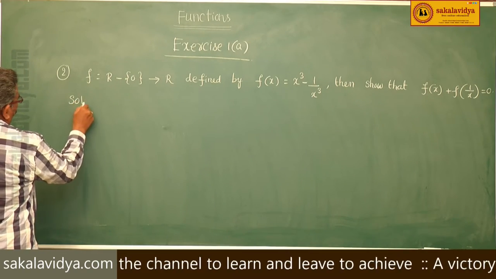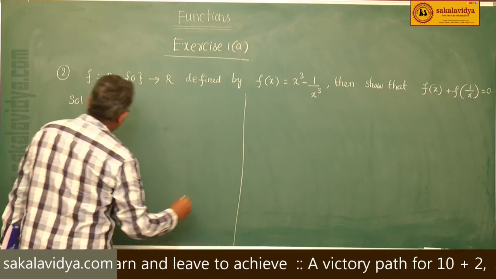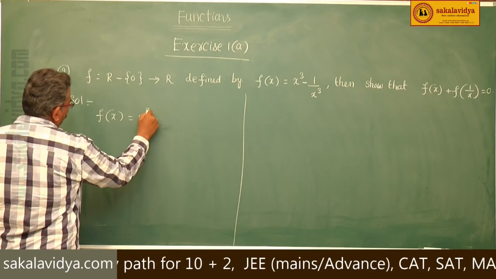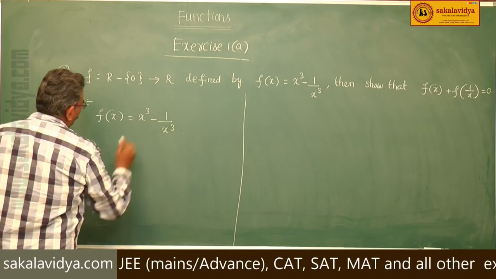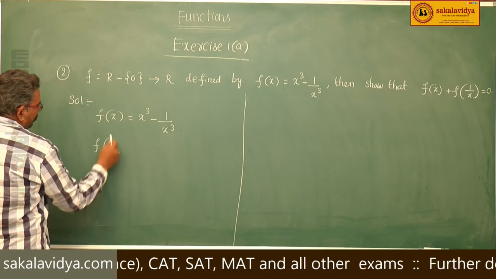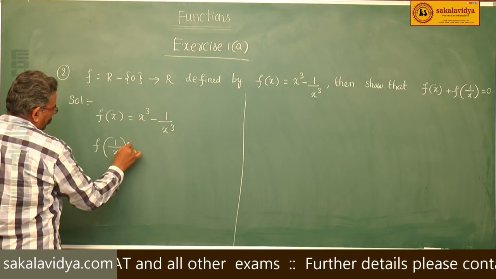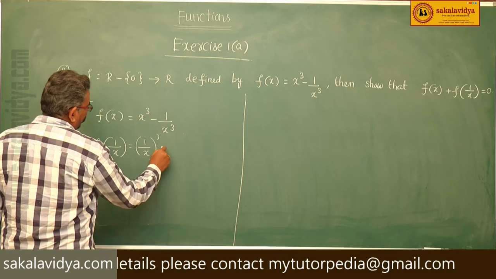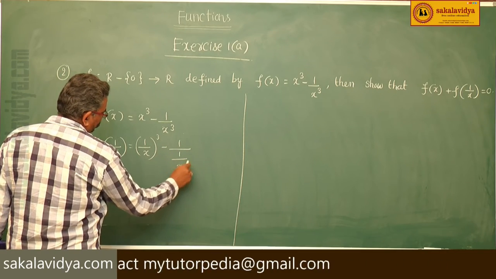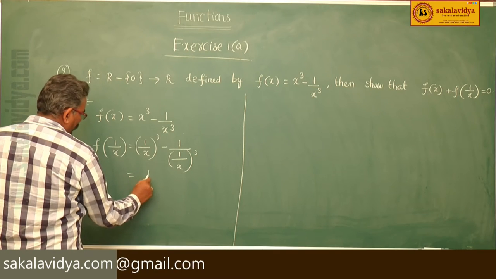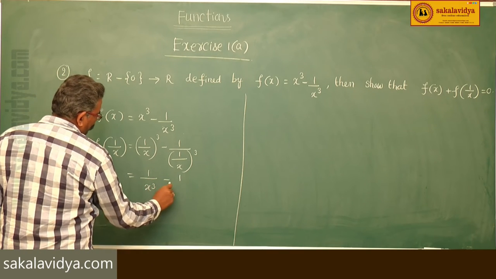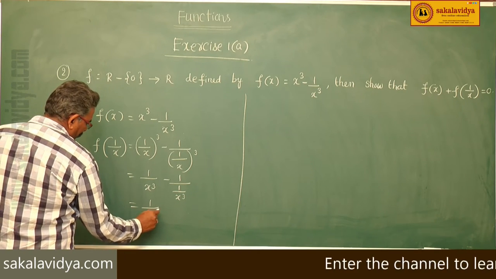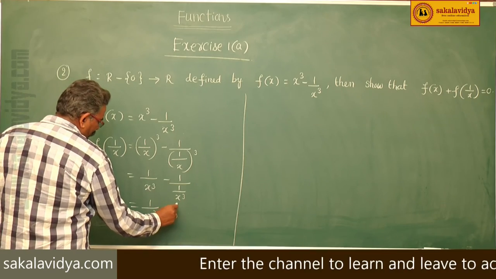Now solution. Given f of x is equal to x cube minus 1 by x cube, let us find out f of the reciprocal of x, that is f of 1 by x. So 1 by x whole cube minus 1 by (1 by x) cube. This is equal to 1 by x cube minus 1 by (1 by x cube), which is x cube.